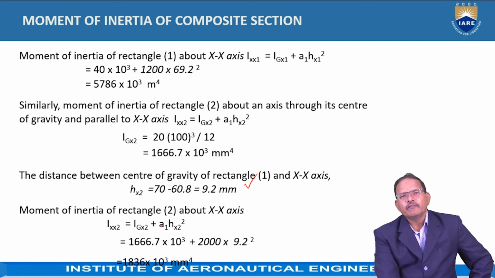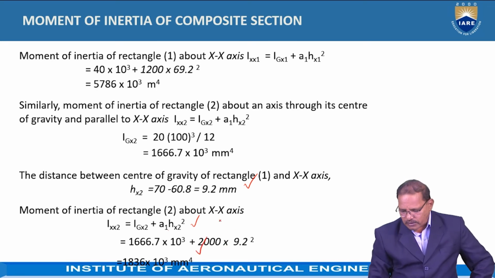So the moment of inertia of the second rectangle about the central axis is given by Ixx2 = Igx2 + A2 Hx2², which is equal to 1836 × 10³ mm⁴.